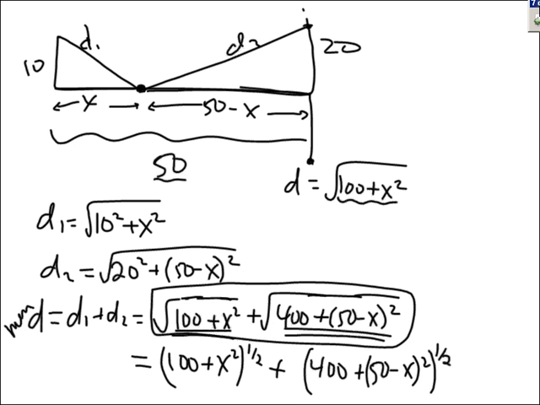Reflect this down 20 and say, I want to minimize my original D1 plus D2. Oh, draw a straight line. Draw a straight line.